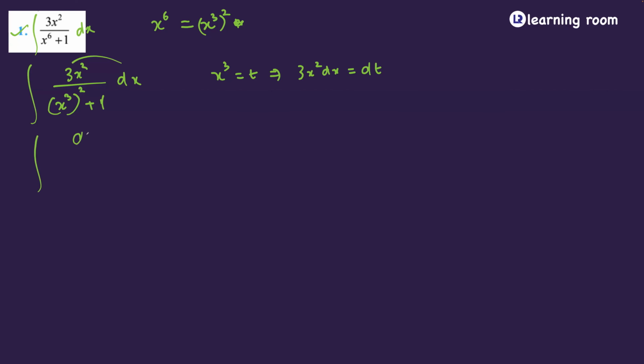So the integral of dt divided by x cube, which is t, squared plus 1, will be dt by t square plus 1. So when it is t square plus 1, what is going to be the answer? Integral of 1 by a square plus x square is 1 by a tan inverse of x by a. Or to put it simply, integral of 1 by 1 plus x square is tan inverse of x. So it is going to be tan inverse of t, and t is going to be x cube, plus c. This is the answer. So the answer should be tan inverse of x cube plus c. Am I clear?